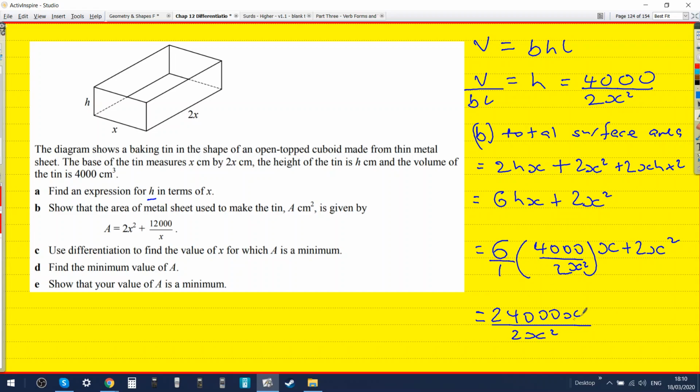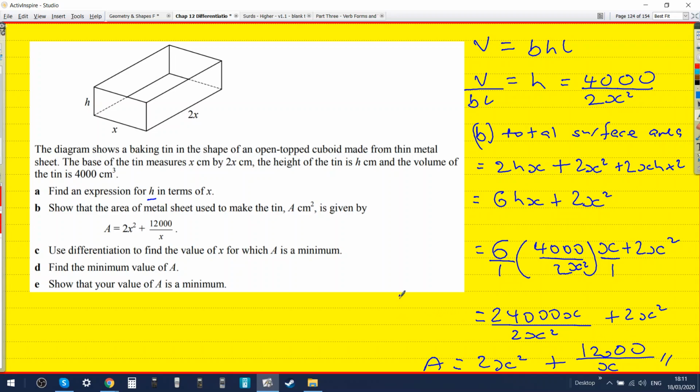6 is the same as 6 over 1. And then what about the x afterwards? That's the same as x over 1. Oh, okay. So then plus 2x squared. And then if we simplify that, it is 2x squared plus 12,000 over x. x over x squared, yes. 12,000 over x.